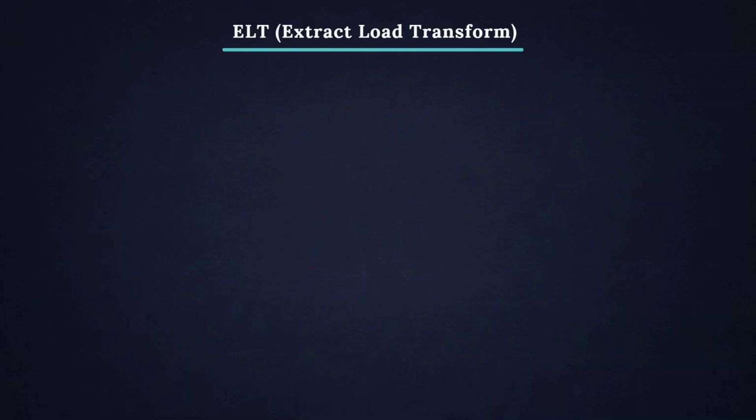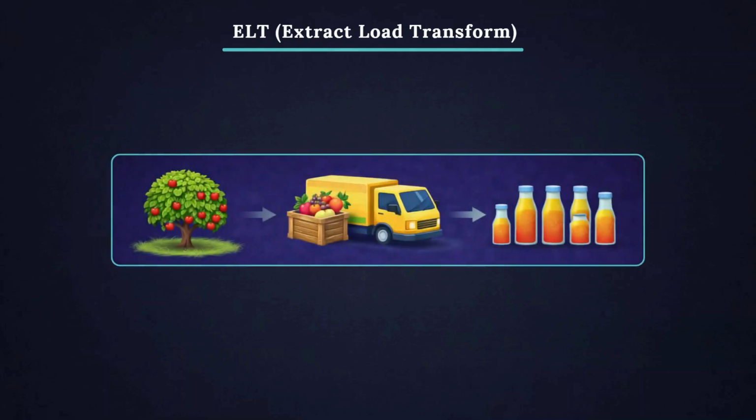We will use the same fruit example here as well. But notice how the order changes. First, fruits are extracted from the tree. Instead of turning them into fruit juice right away, the raw fruits are first loaded into the truck. After they reach the destination, then they are transformed into fruit juice. So in ELT, the transformation happens after loading, not before.